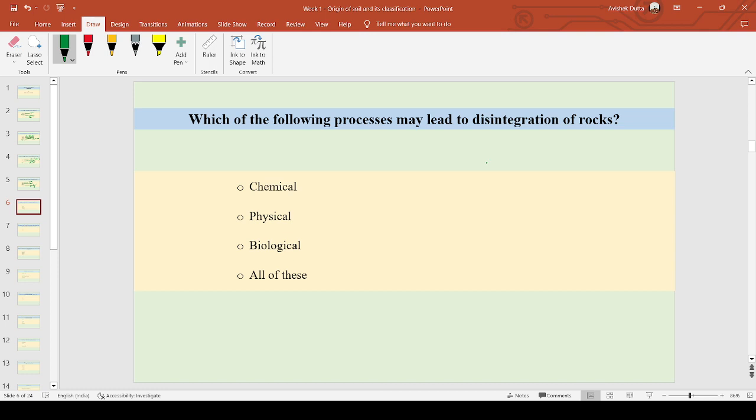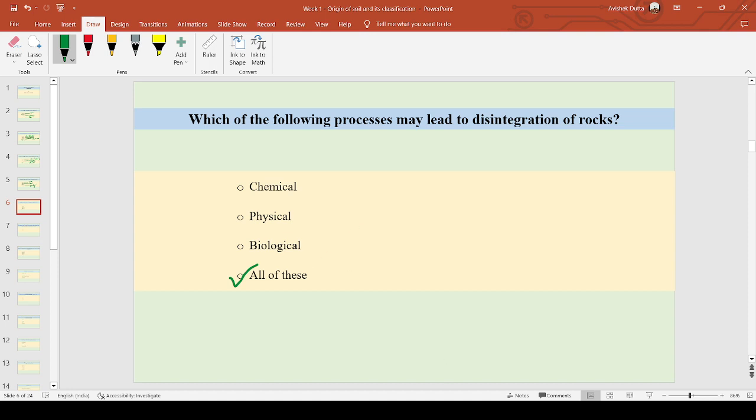Physical action of force or pressure, external force or pressure on the surface of rocks may also cause disintegration in the rocks. So physical processes, physical agents can also cause disintegration of rocks. Biological, for example, any kinds of plants, the roots of the plant, when it penetrates, it may break through soft rocks, or any kind of microorganisms when they start living in a particular place, they might secrete chemicals or enzymes which may cause disintegration of rocks, or the sheer habitat of those organisms might cause weathering or disintegration of rocks. So all the three processes might lead to disintegration of rocks. So the answer will be all of these. Okay, all the processes of physical, chemical, and biological events may lead to the disintegration or weathering of rocks.